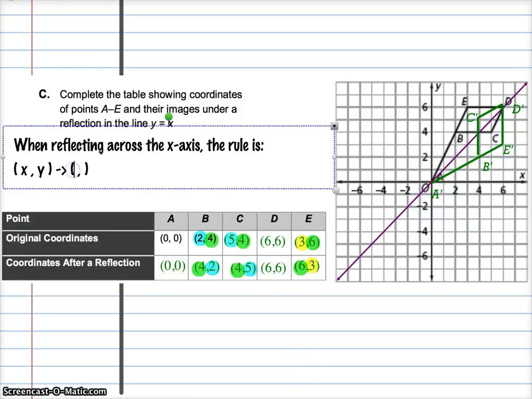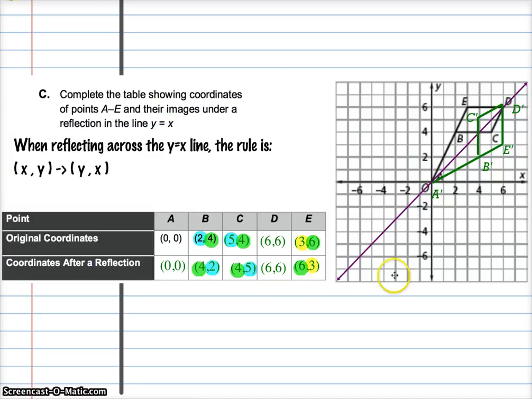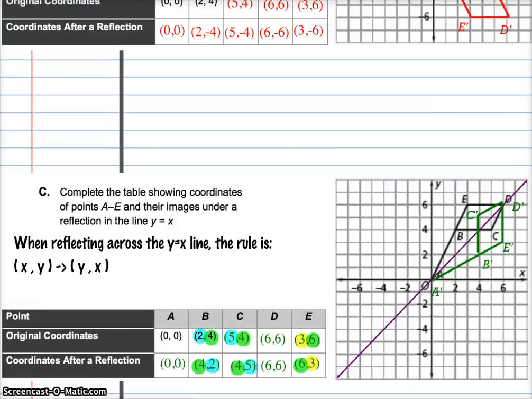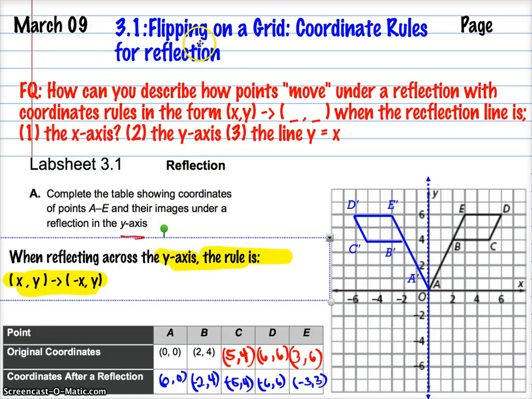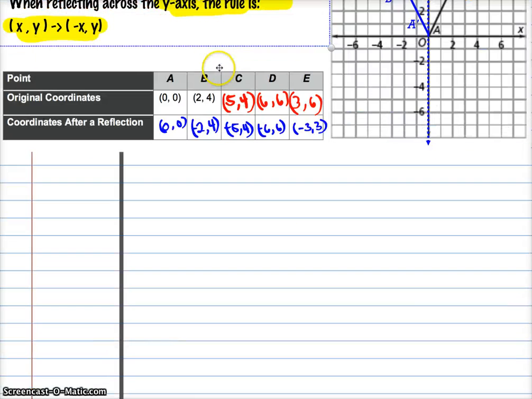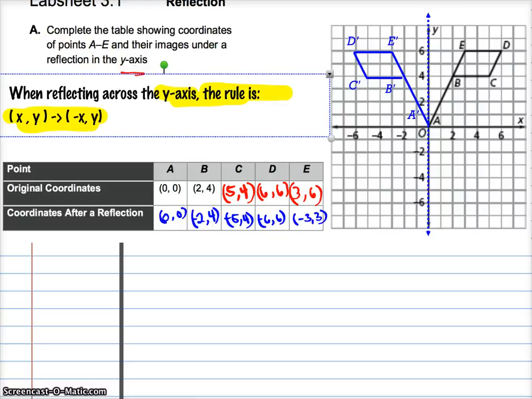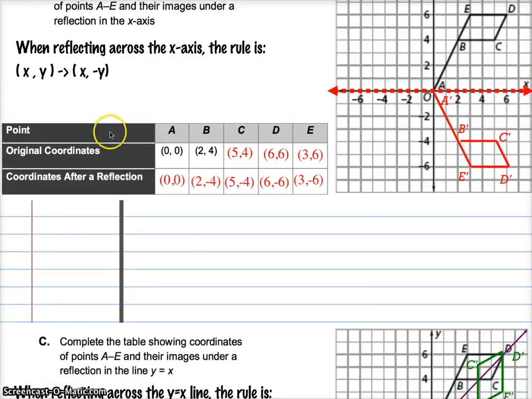So our rule, I had got it ready. When reflecting across, not the x-axis, but the y equals x line, the rule is x, y, and it switches places. Now it becomes y, comma x. So the places change for those 2 points. Okay, so that is 3.1, flipping on a grid, coordinate rules for reflection. We did answer question A, B, and C.